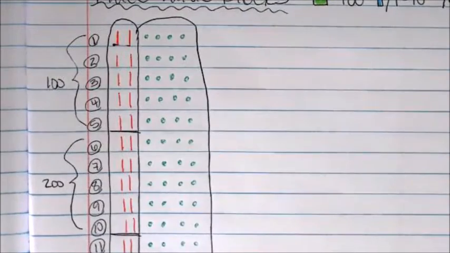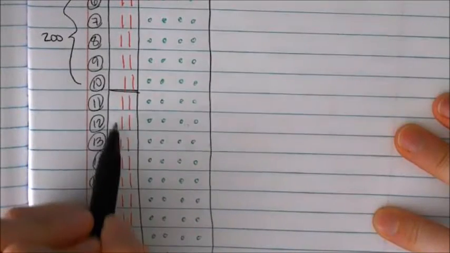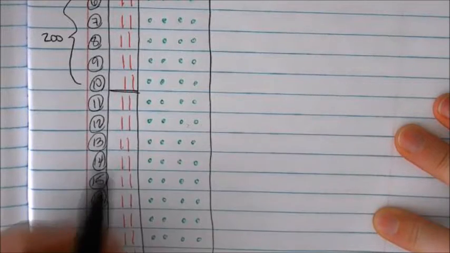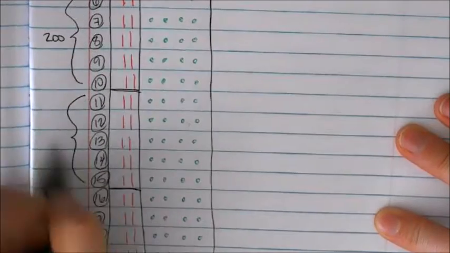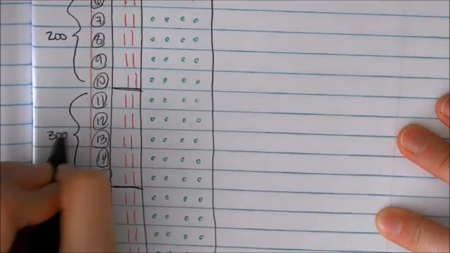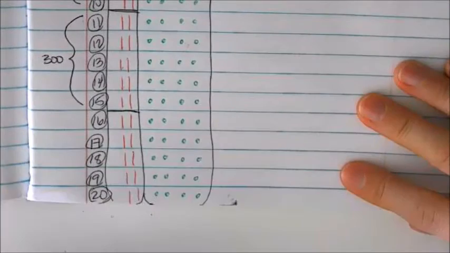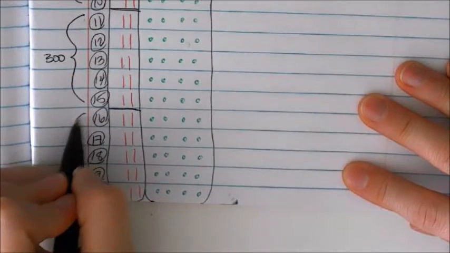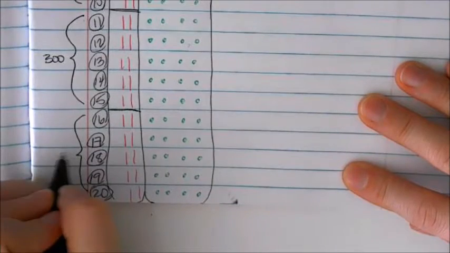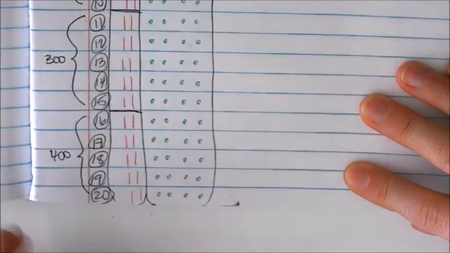200. Going down, 20, 40, 60, 80, 100. That would be a total amount of 300. And then coming down, 20, 40, 60, 80, 100, that is another 100, and that would be 400.